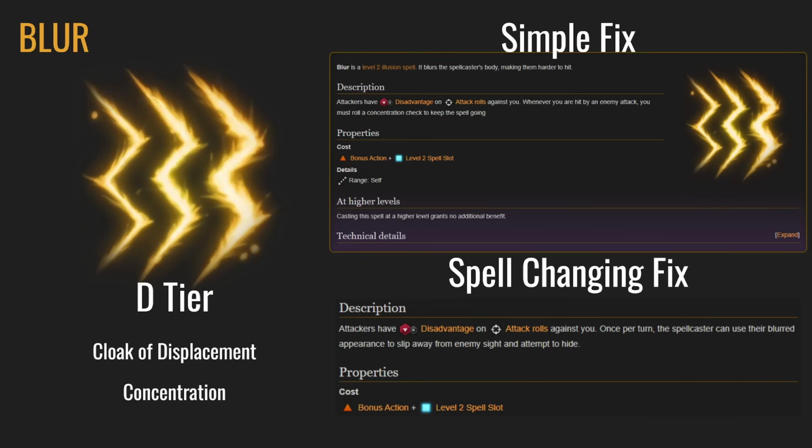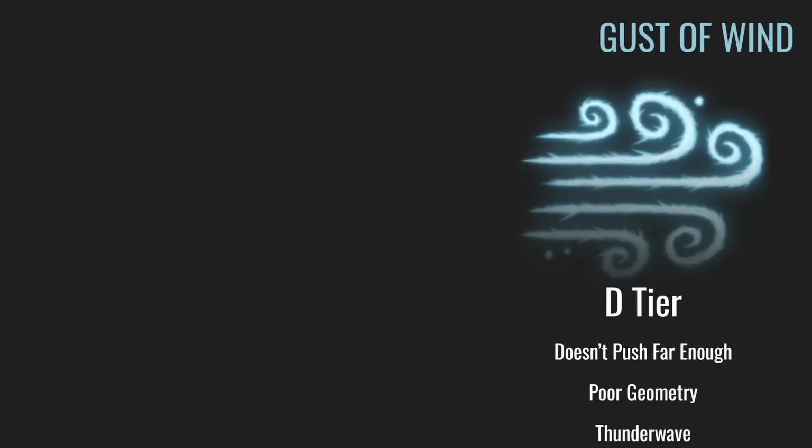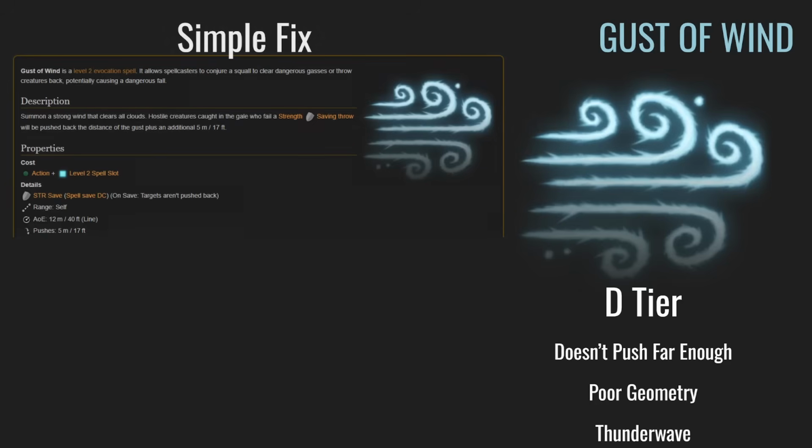And let's move on now to Gust of Wind. I gave Gust of Wind a D tier rating. It doesn't push enemies far enough, it has a weird shape to work around, and Thunderwave is a level 1 spell that usually does its job better. My simple fix has two main parts, but first, a small change.